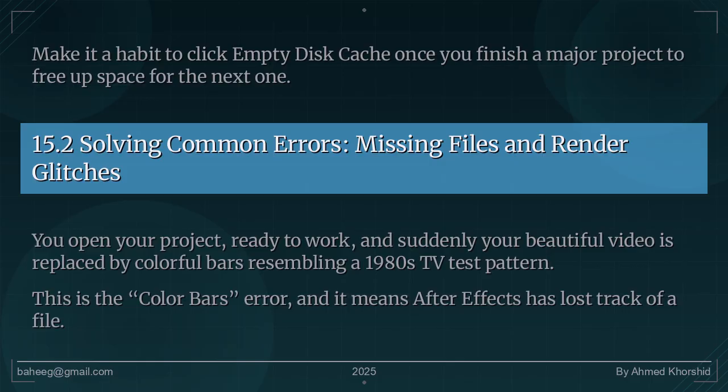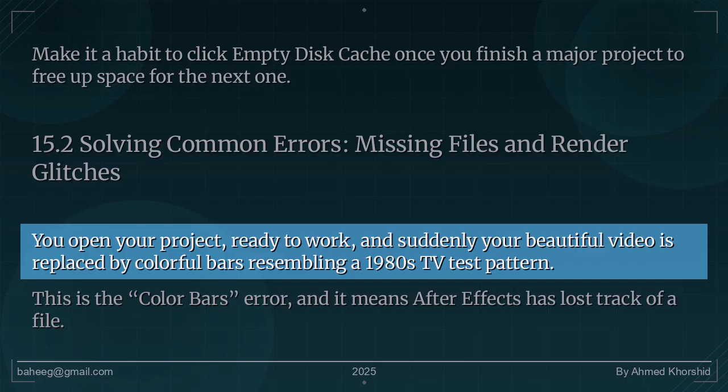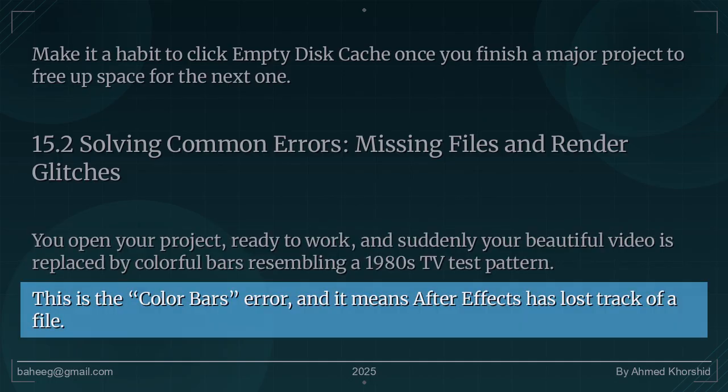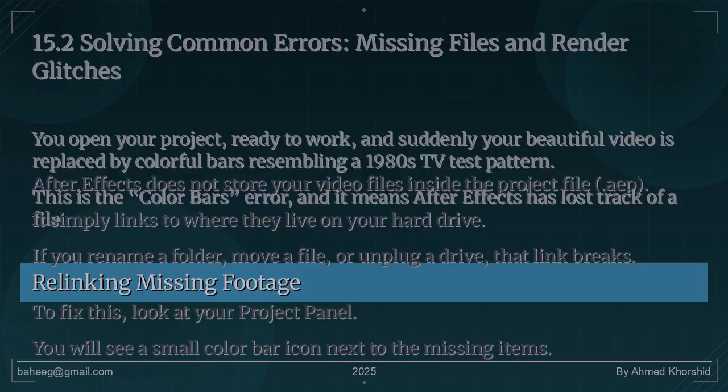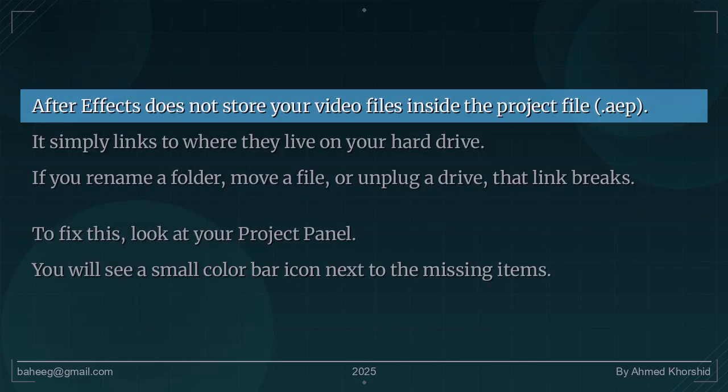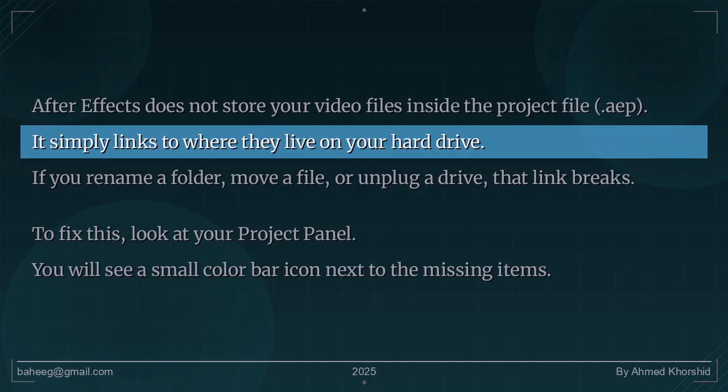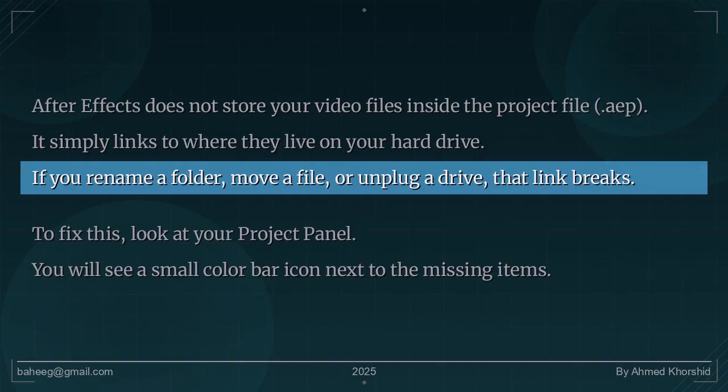15.2 Solving Common Errors, Missing Files and Render Glitches. You open your project, ready to work, and suddenly your beautiful video is replaced by colorful bars resembling a 1980s TV test pattern. This is the color bars error, and it means After Effects has lost track of a file. Relinking missing footage. After Effects does not store your video files inside the project file, .aep. It simply links to where they live on your hard drive. If you rename a folder, move a file, or unplug a drive, that link breaks.